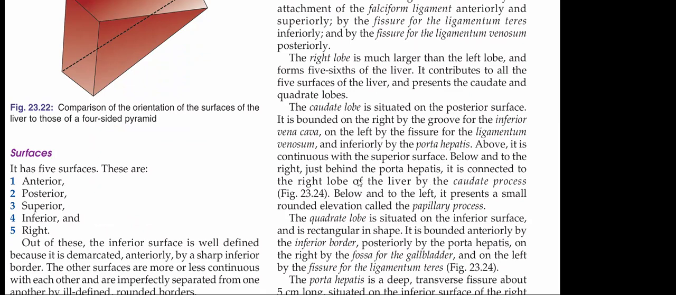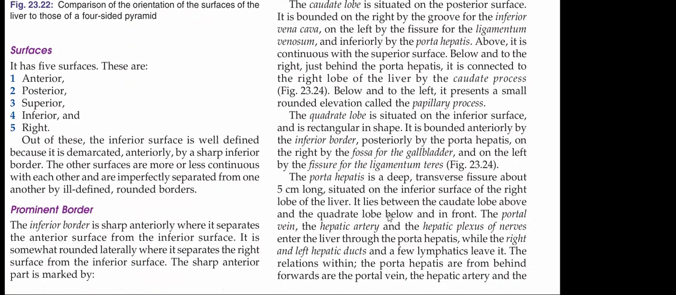Below and to the right, just behind the porta hepatis, it is connected to the right lobe of the liver by the caudate process. Below and to the left, it presents a small rounded elevation called the papillary process. The quadrate lobe is situated on the inferior surface and is rectangular in shape. It is bounded anteriorly by the inferior border, posteriorly by the porta hepatis, on the right by the fossa for the gallbladder, and on the left by the fissure for the ligamentum teres.